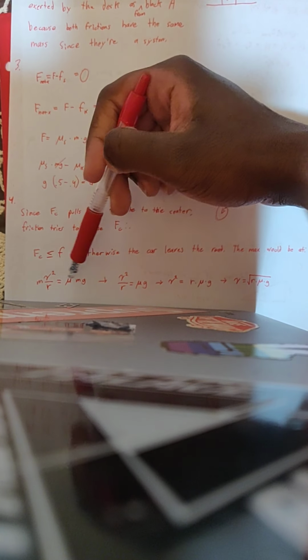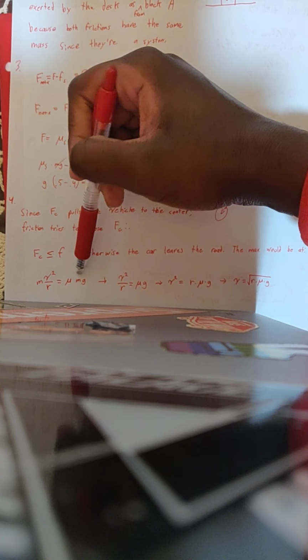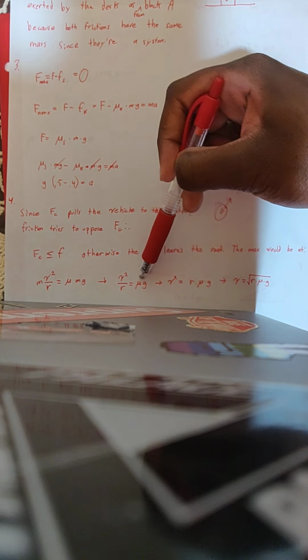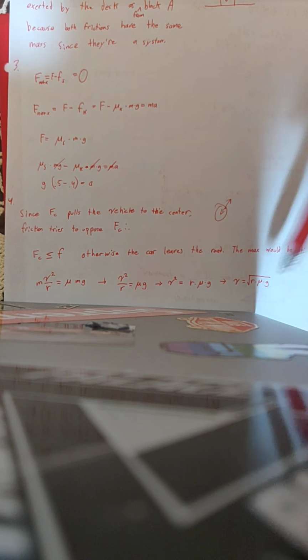And you'll notice that the mass cancels out. The mass is not important. So you'll get velocity squared over radius is equal to the coefficient times gravity, and you can solve for velocity. And then you can just plug numbers in there.